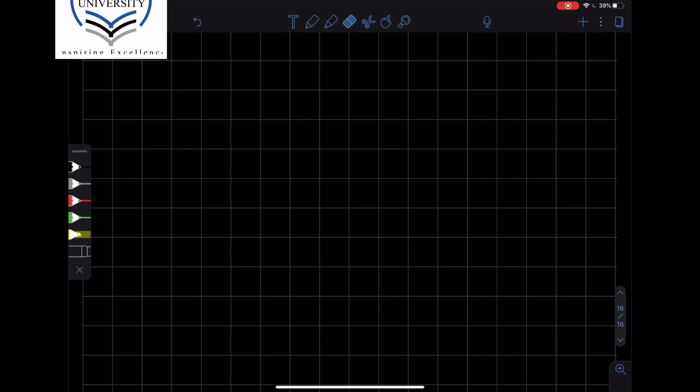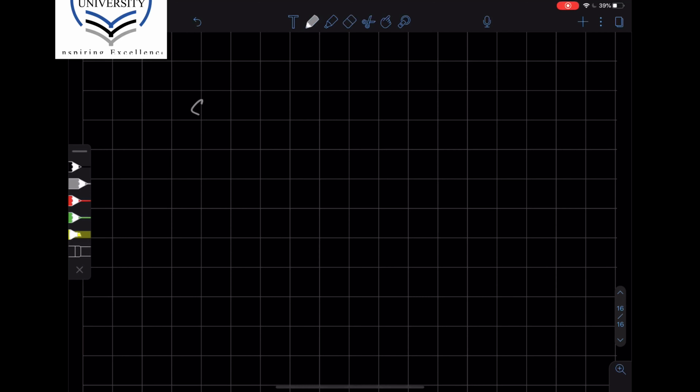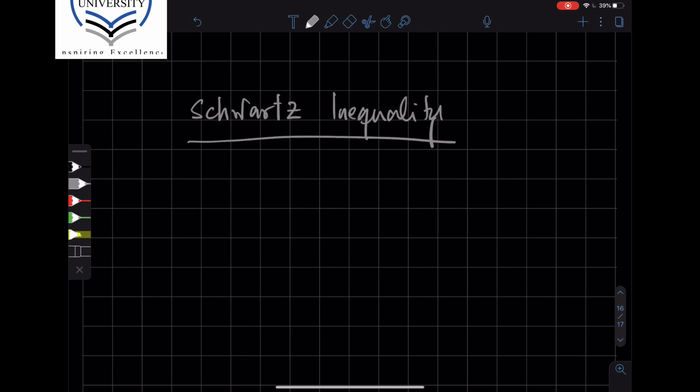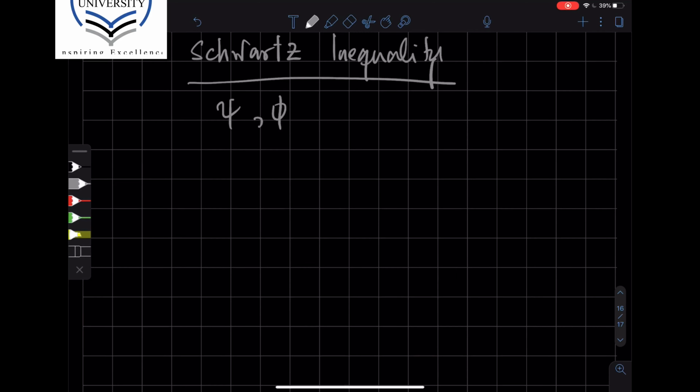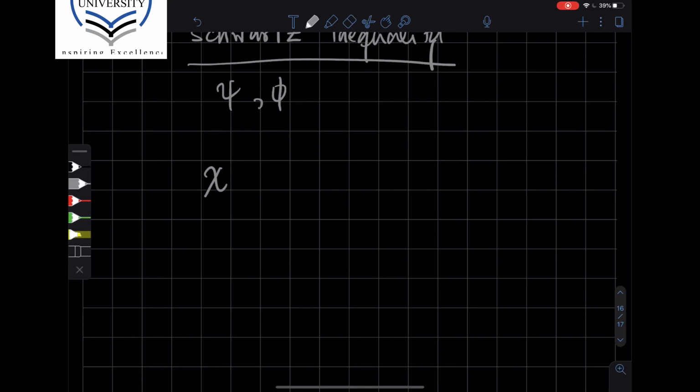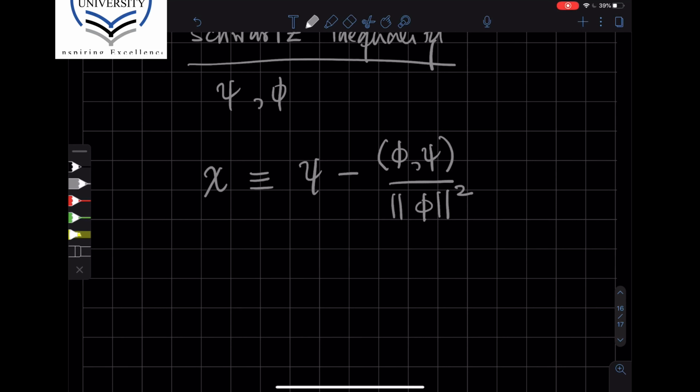A couple of technical identities. The first one is going to be the Schwarz inequality. Suppose we have two wave functions, say psi and phi. Let's create a new wave function called chi, given by psi minus the inner product between phi and psi divided by the norm squared of phi, times phi. We are assuming that phi is not necessarily normalized.